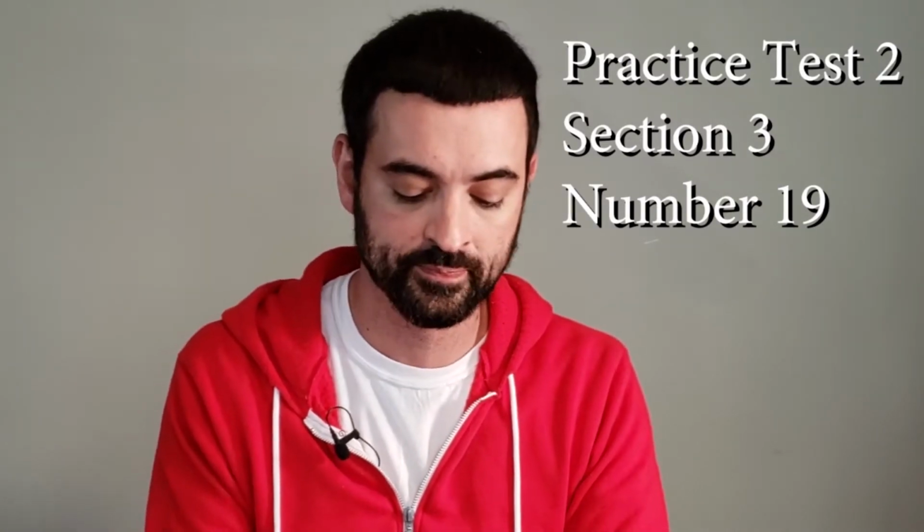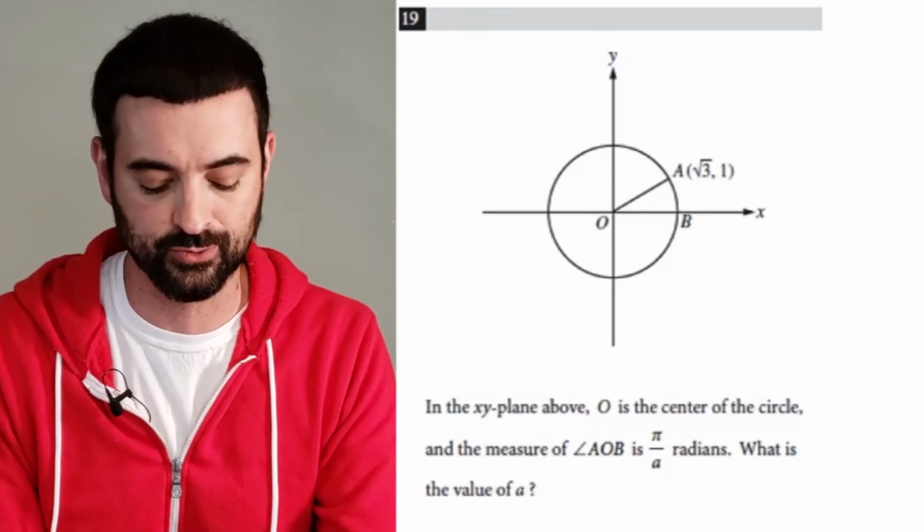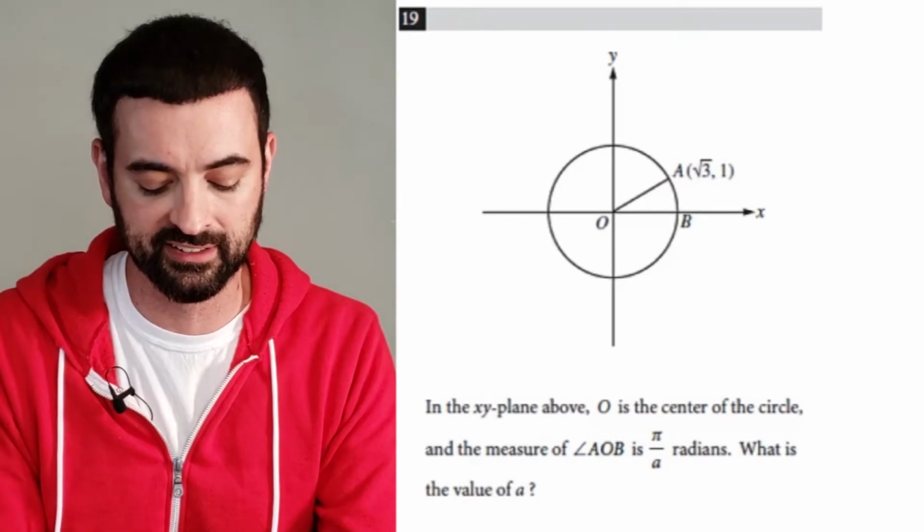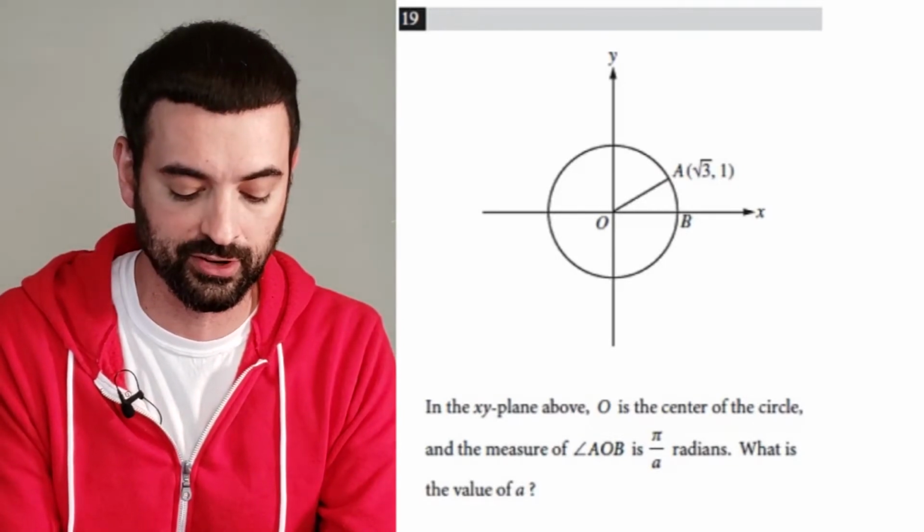Moving forward, this is test 2, section 3, number 19. We've got radians, we've got a circle. Some of you might want to solve this with a unit circle. Feel free to do that, not a big deal. If you're totally lost though, look at this. Well, let's read it. In the XY plane above, O is the center of the circle, not 0.